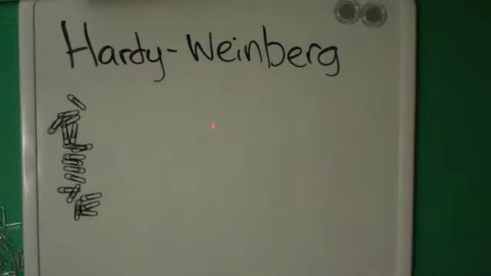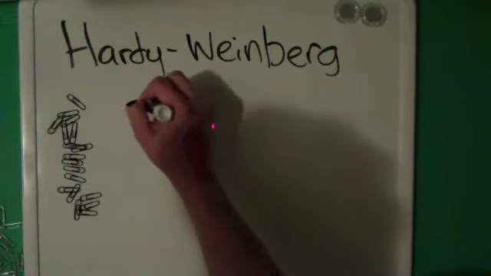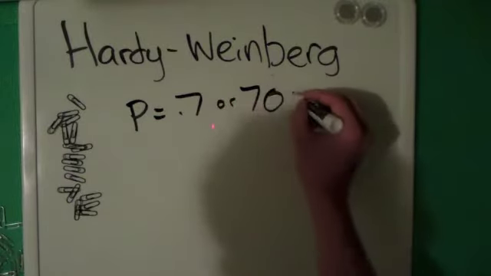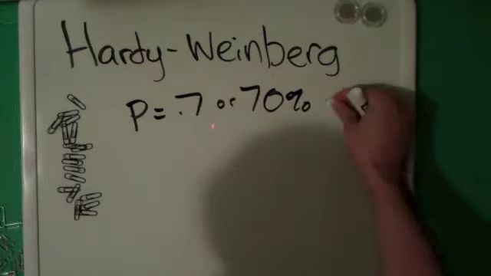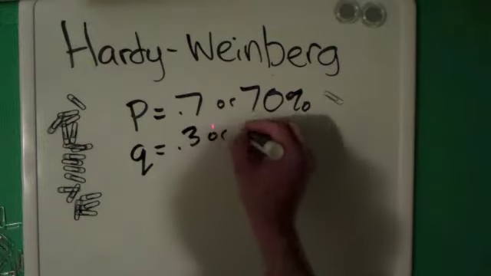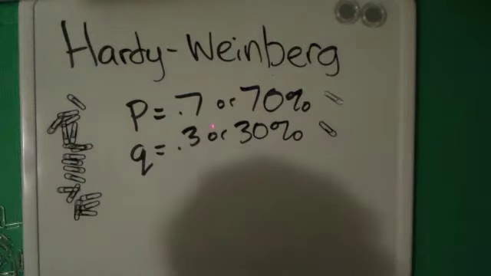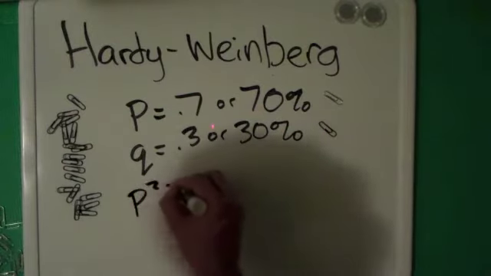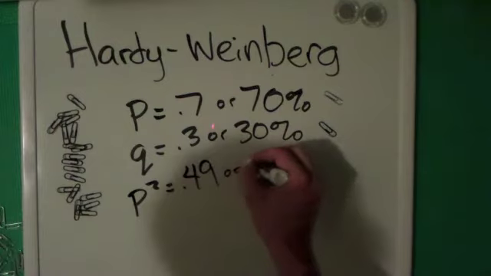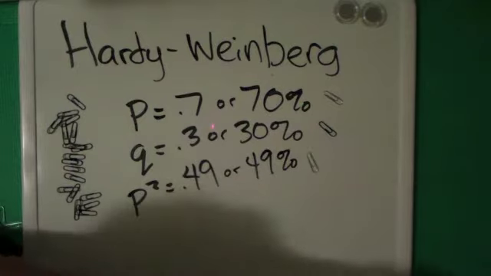Okay, so now that I've cleaned this up a little bit, let's go back and see what we were talking about. We found that our P is 0.7, or 70% chance that I'm going to pull just one of these guys. Our Q was 0.3, or 30% chance I was going to get one of these guys. Our P squared was 0.49, 49% chance that I was going to do it twice.